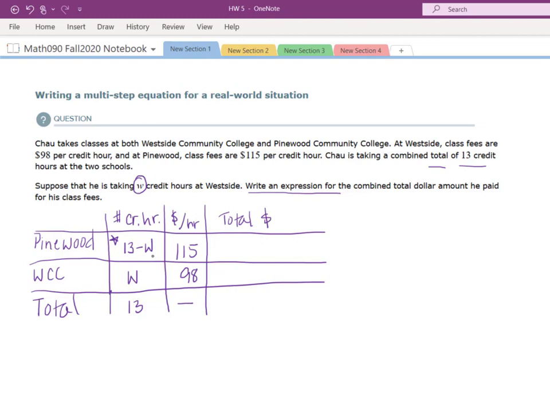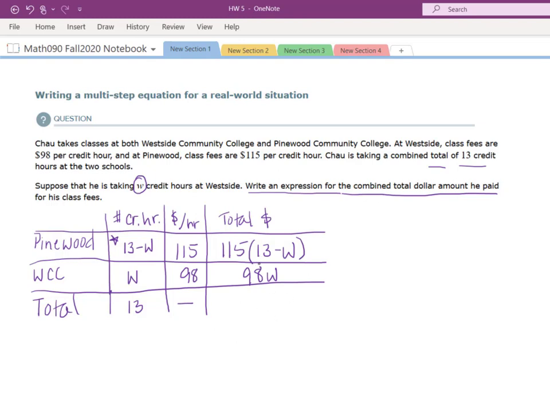Okay, so we then want to write down an expression for the combined total dollar amount he paid for class fees. Well, the total amount that he's paying just to Pinewood would be the number of credit hours times $115 per credit hour. So I'm going to write that as 115 parentheses 13 minus W. And then for Westside, it would be $98 times the number of credit hours at Westside, so 98W. And we don't have any information about the combined dollar amount. They didn't tell us that.